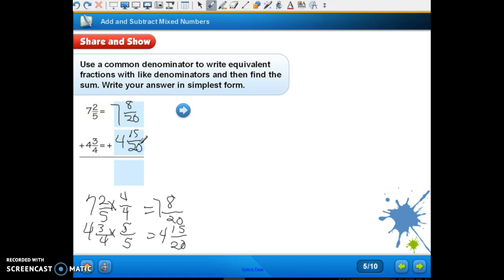What is 15 plus 8? 23 twentieths. And 7 plus 4 is 11. Can we leave that at 23 twentieths? No, we're going to have to put that into a mixed number. What would 23 twentieths be as a mixed number? 1 and 3/20ths. Anybody have a question about how we got 1 and 3/20ths?